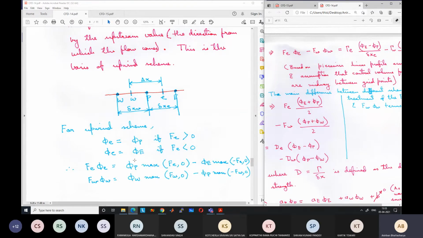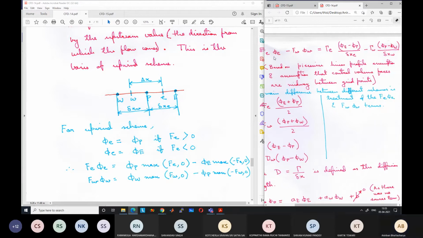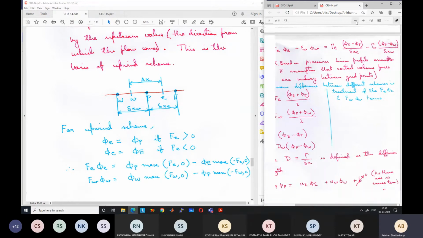So it's the same thing which we have written in two lines above, and it can be written in a single line like this using the max function. So like this, we have to replace Fe phi_e in this expression. Up to this point, the central difference scheme and the upwind scheme are similar. After that, while writing Fe phi_e, we have to use this expression.